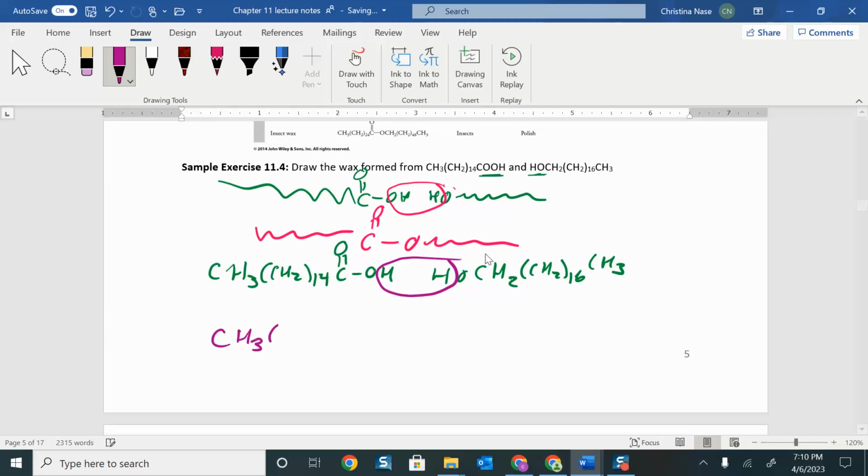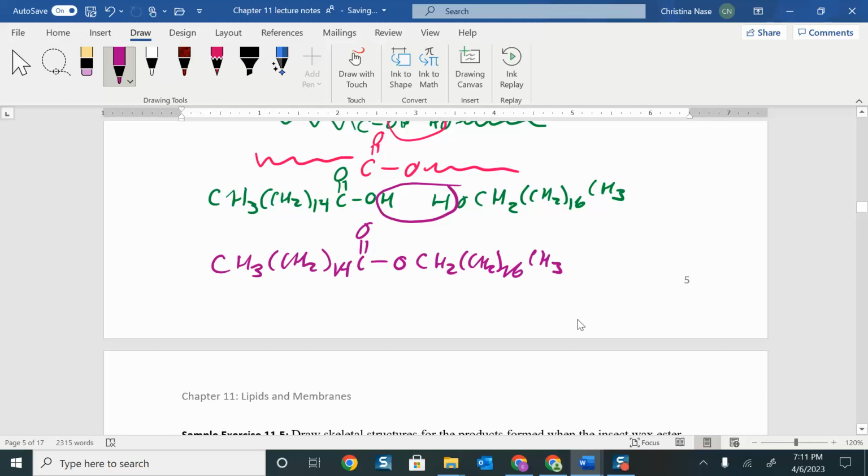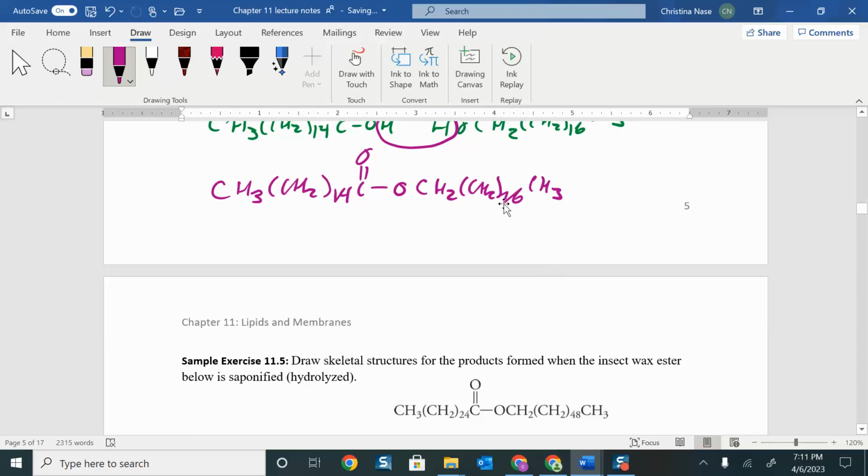My CH3, the double bond O, O, CH2, CH2 16, CH3. So that is a wax because it's made from a fatty acid, which is just the carboxylic acid with a long chain, and then a long chain alcohol. So you end up having these two really non-polar sections. You have the oxygens in the middle, but you have something that is mostly lots of carbons and hydrogens.